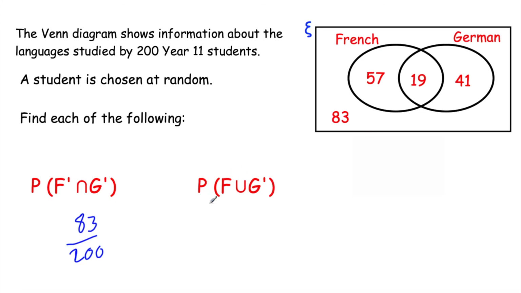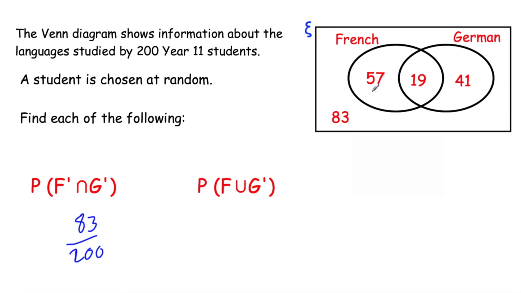So this time we've been asked to find the probability of F union G dash. So what that means is find the probability of a student studying, now, because it's union, it's or, so either French or not German. So French or not German. So what I like to do is tick them on the diagram, and because it's or, if I tick any of them, then we accept that region, okay?